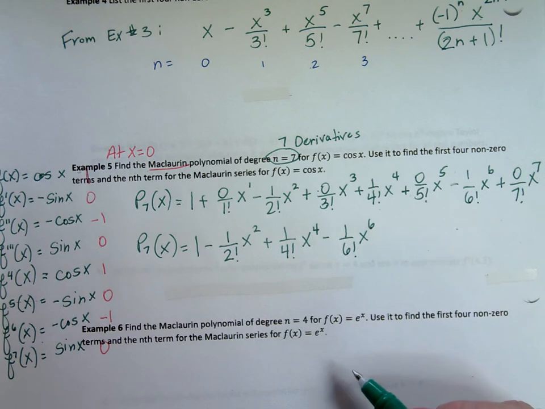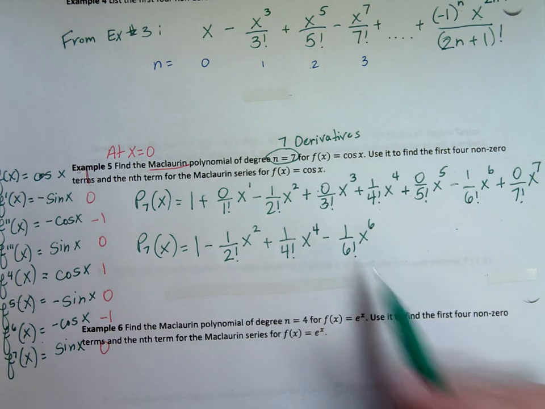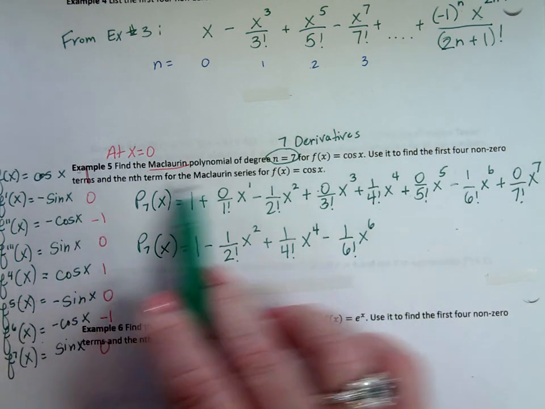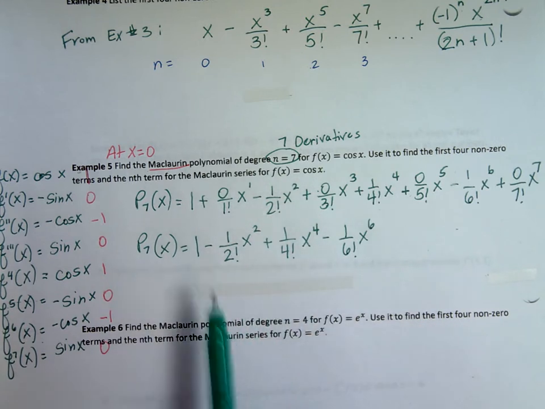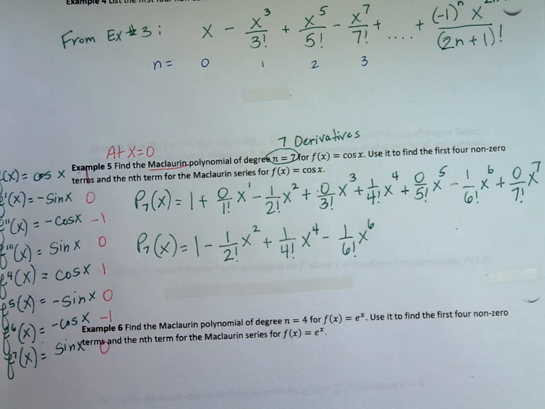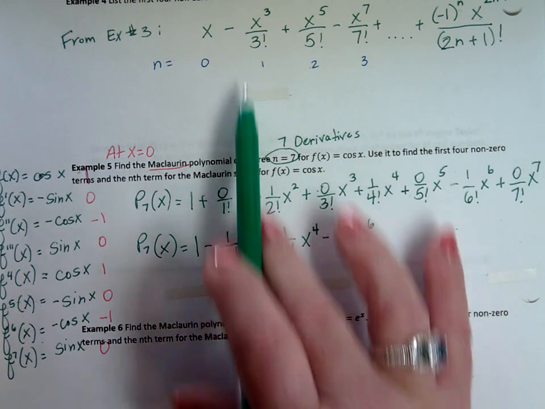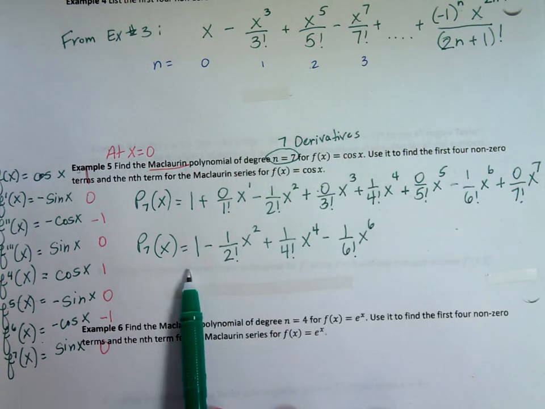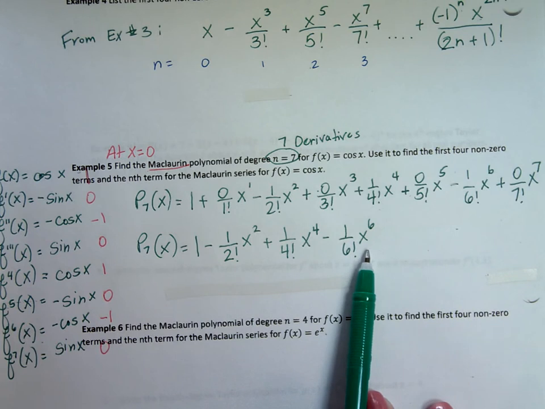So here's what I've got. And my job now, so we generated the polynomial, and you'll notice that this versus the sine one, they're extremely similar to one another. Sine has all the odd powers, where cosine has all the even powers. So that's something to take note of.